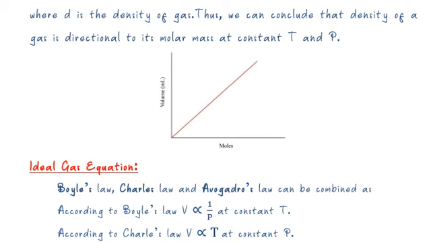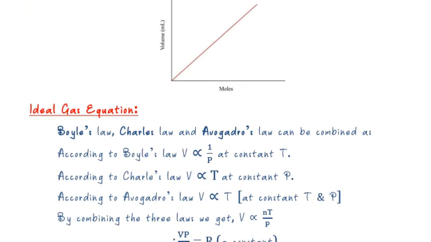Now we are going to read about the ideal gas equation. We just have to compare all these gas laws and automatically we will get the ideal gas equation. Boyle's law, Charles' law and Avogadro's law can be combined. According to Boyle's law, V is inversely proportional to pressure at constant temperature. According to Charles' law, V is directly proportional to T at constant pressure. According to Avogadro's law, V is directly proportional to n at constant temperature and pressure. By combining all three laws, we get V is directly proportional to nT by P, right? Or you can say PV is directly proportional to nT, or PV is equal to nRT.